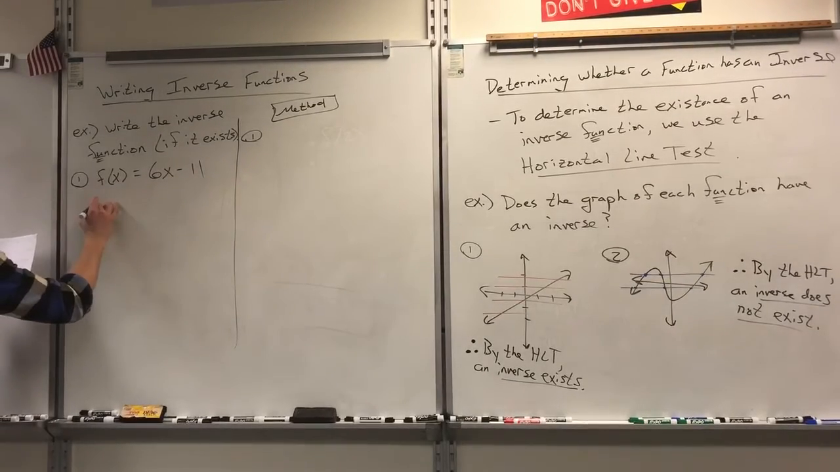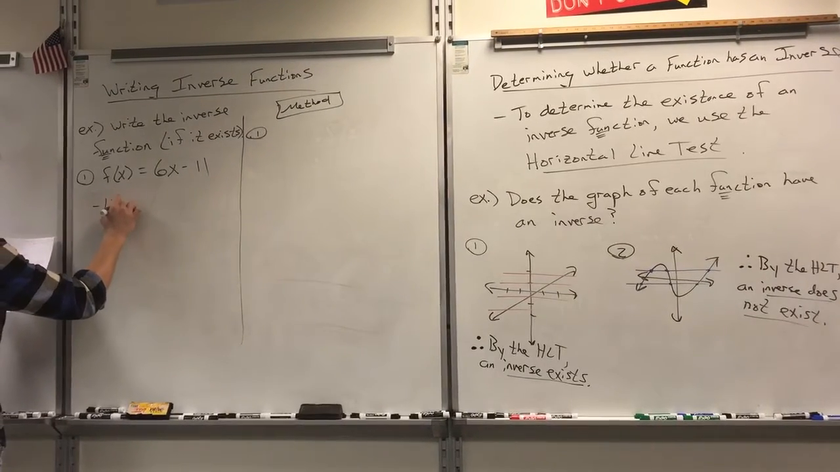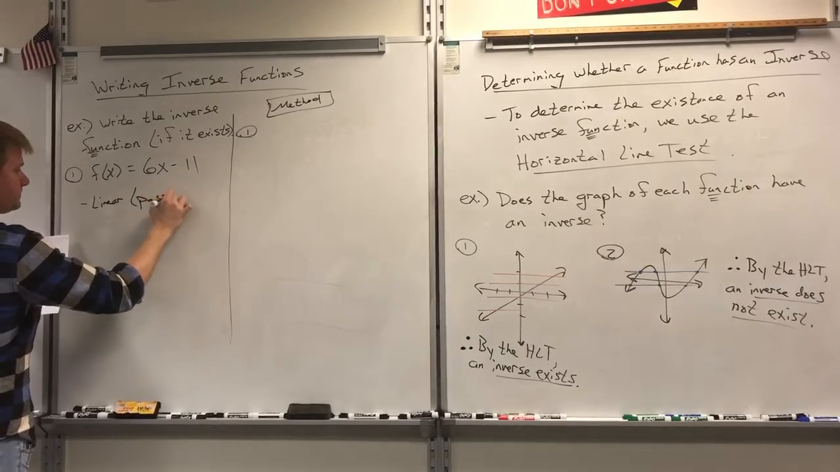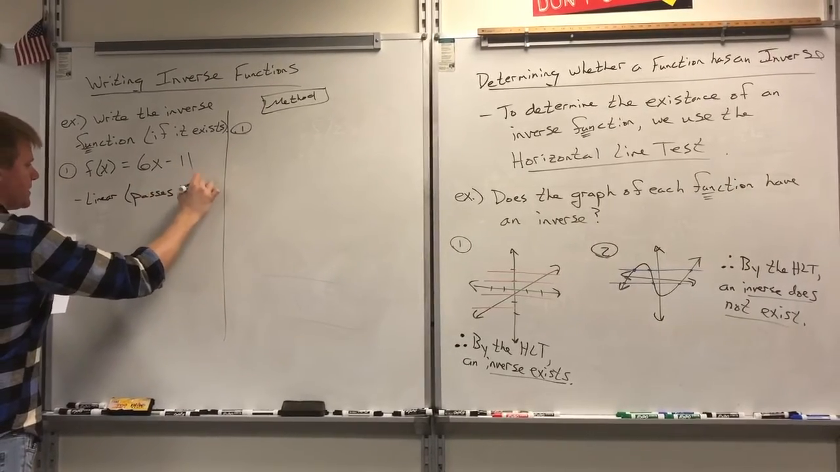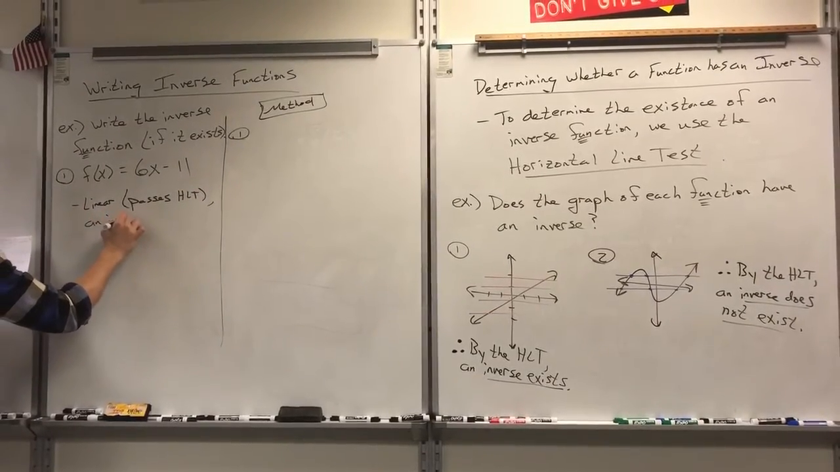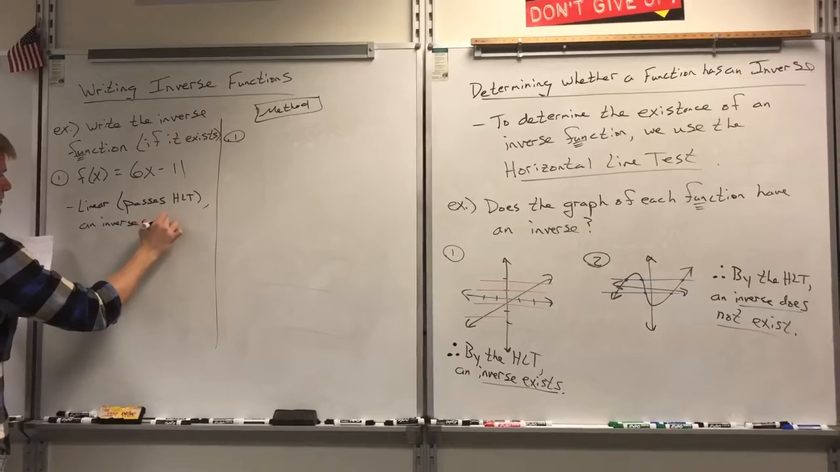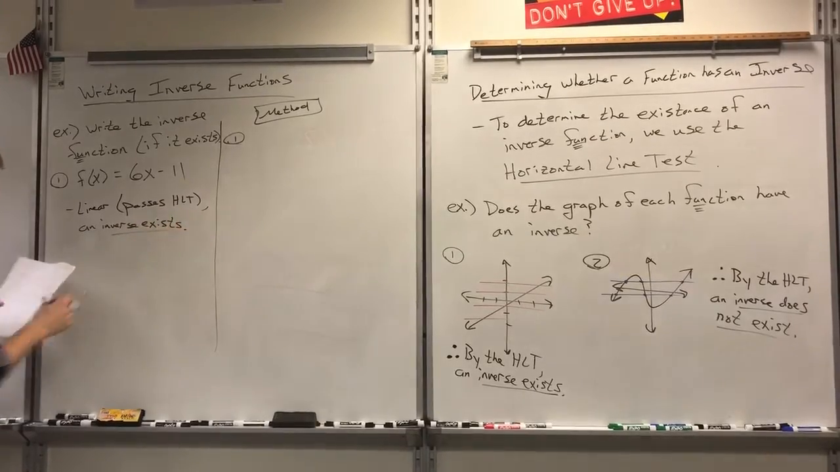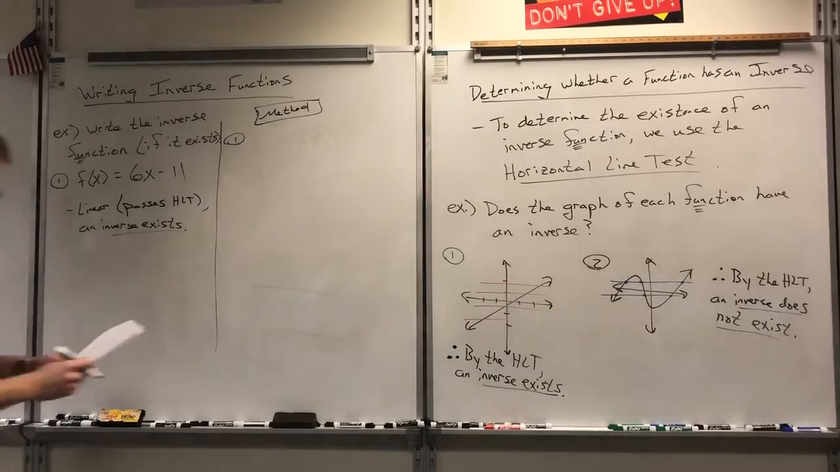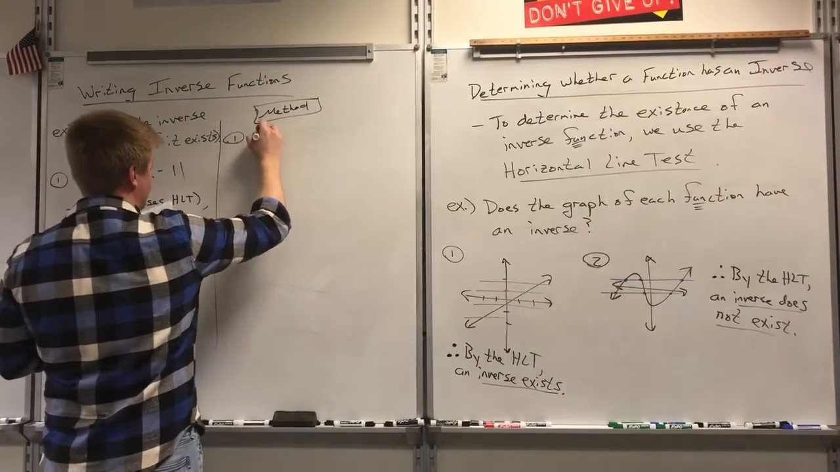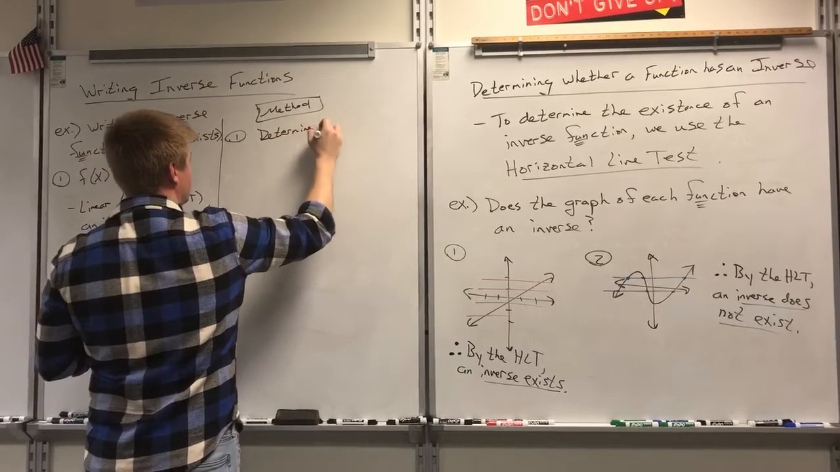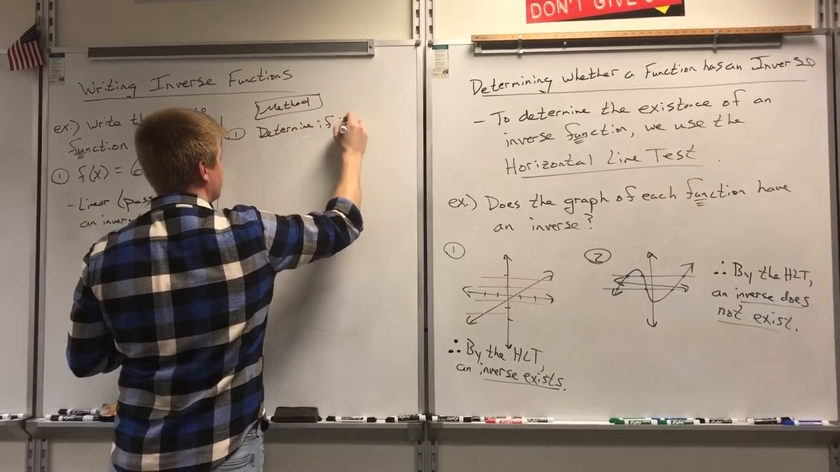So because this is linear, which means it passes the horizontal line test, an inverse exists. Okay. Which means we go through the process. We'll go through this step-by-step method. So first thing, I guess, determine if it has an inverse.